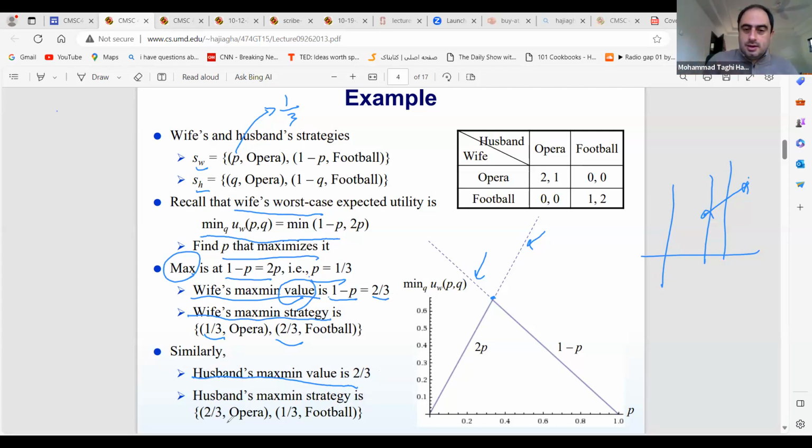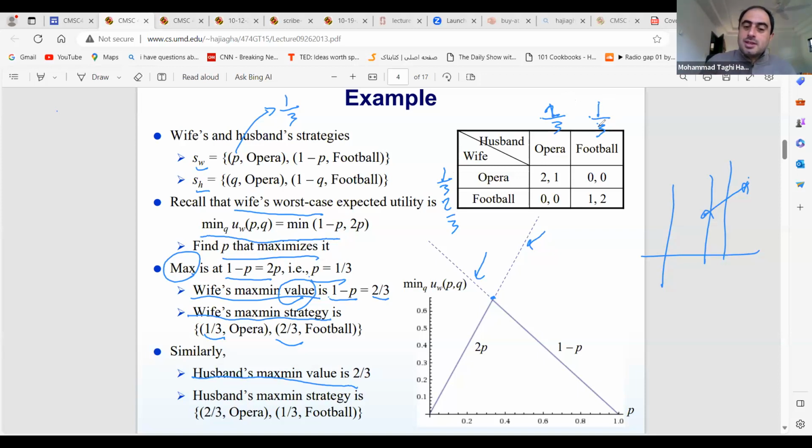So here, let's do this one. Here for the wife would be one-third opera and two-third football. And for him would be two-third football and one-third opera. Good. So just look at this one.